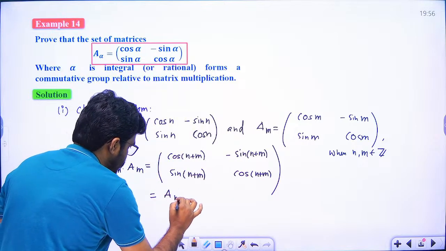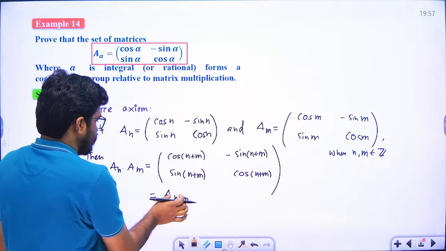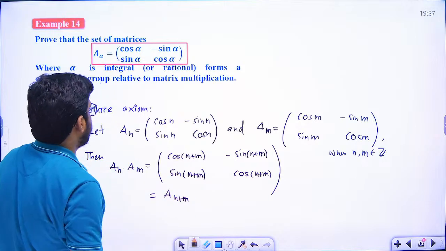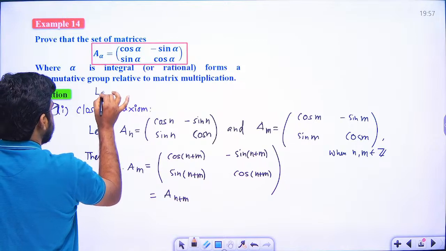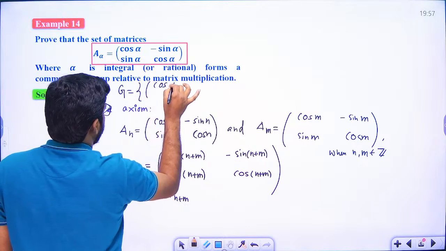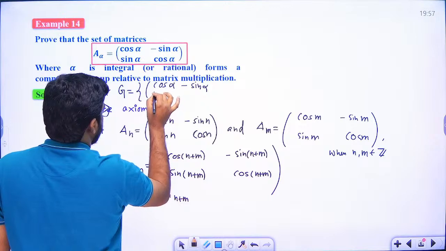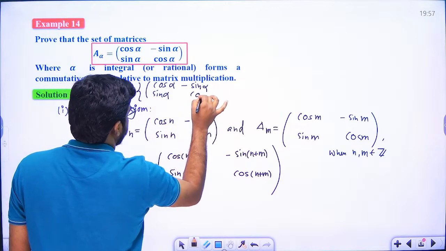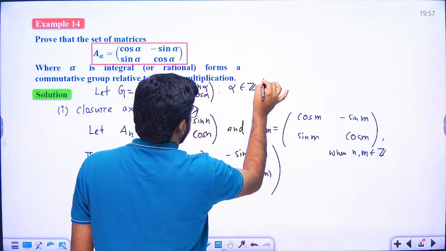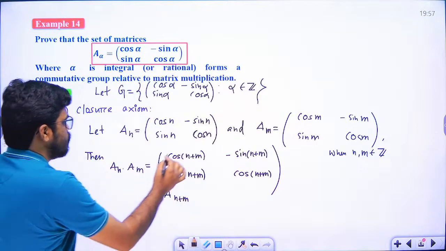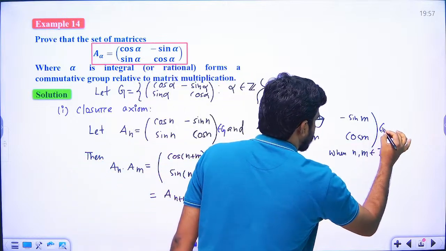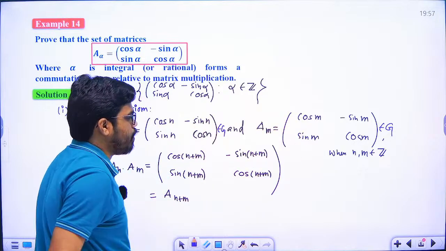That means in what form do we get it? We get it in the form A n plus m. Just see n is this. So what do we get? A n dot A m, you get A n plus m, right? So first write here, let G be equal to this form, that is cos alpha, minus sin alpha, sin alpha, cos alpha, such that alpha is an integer, that is alpha belongs to Z. So this belongs to G, this belongs to G, where n and m are integers.